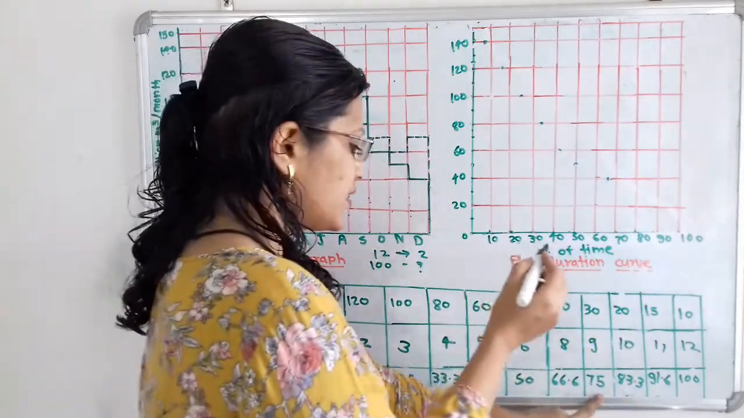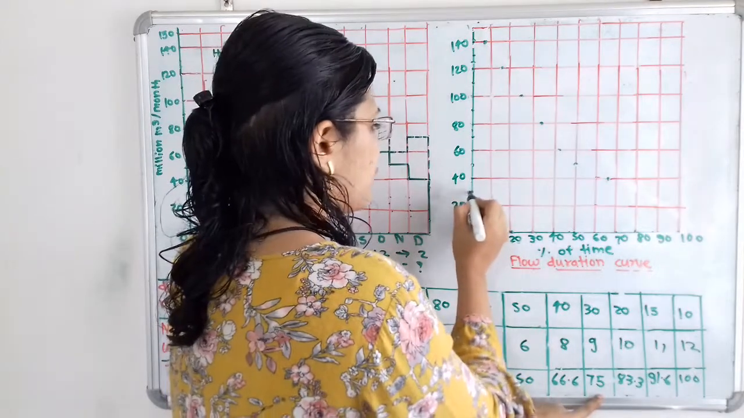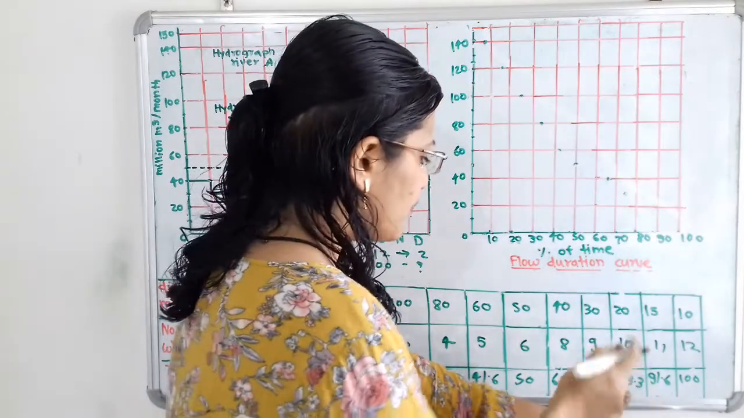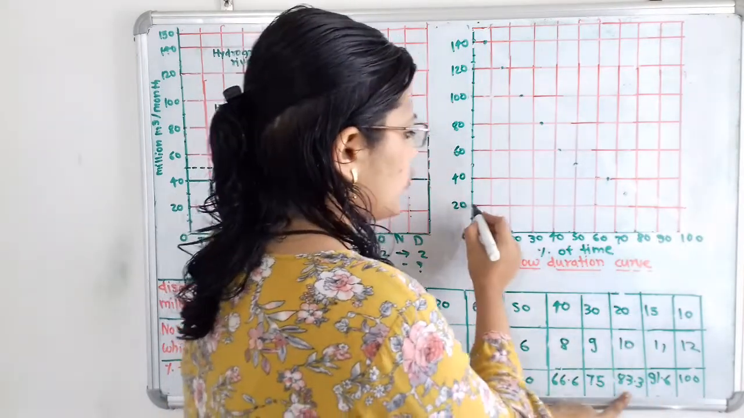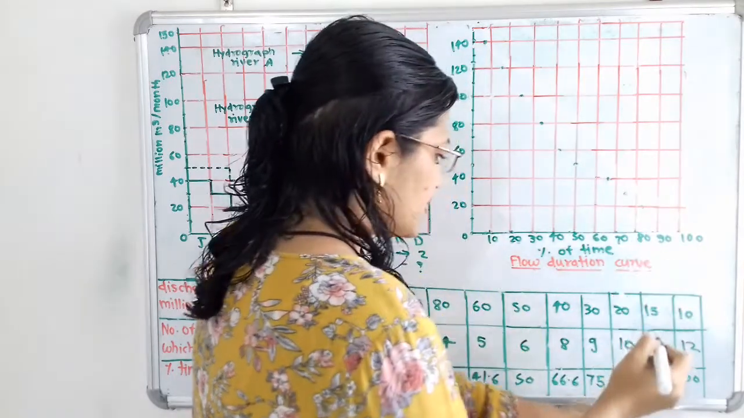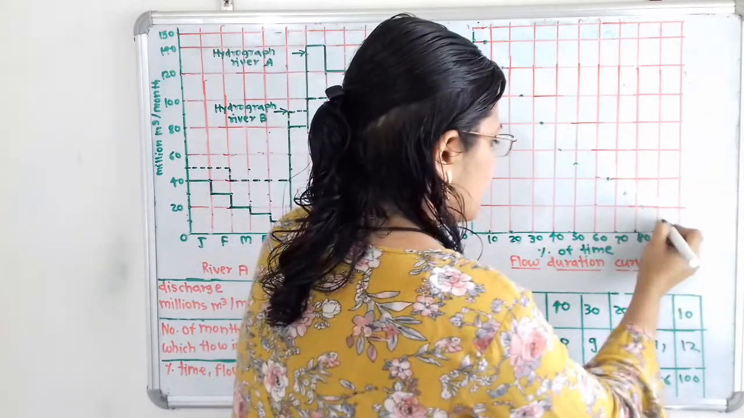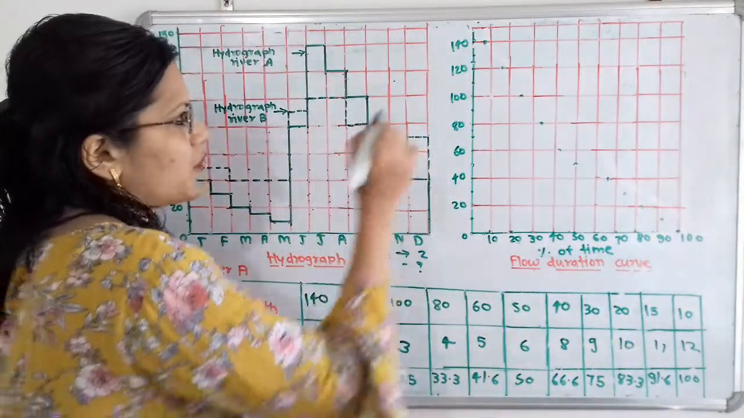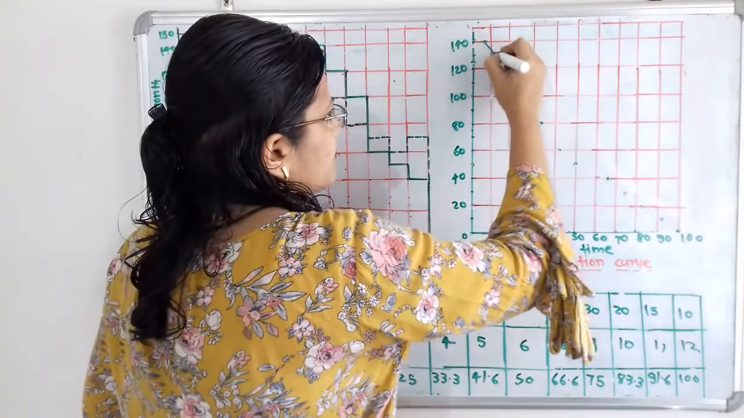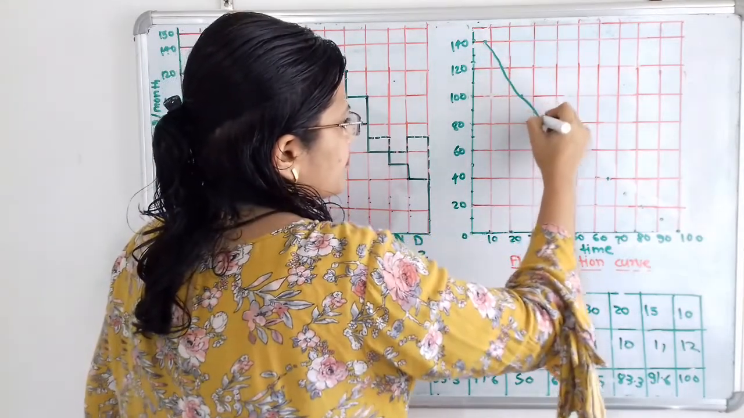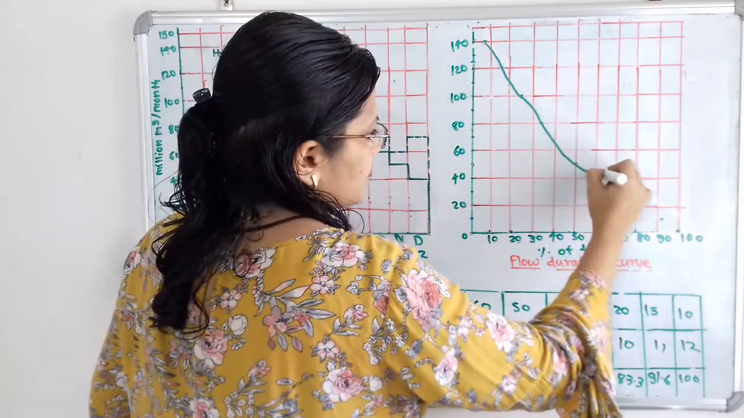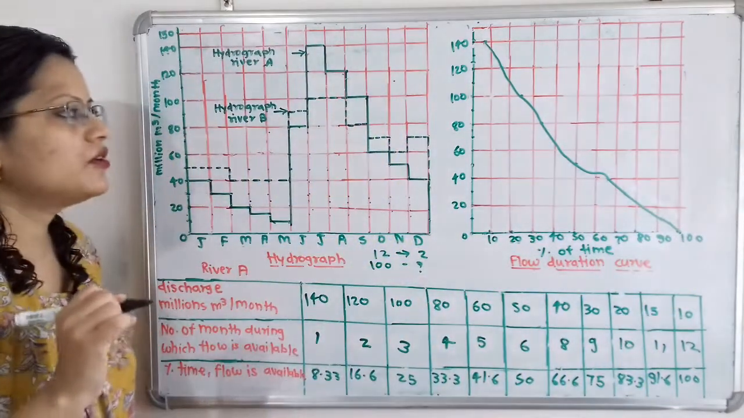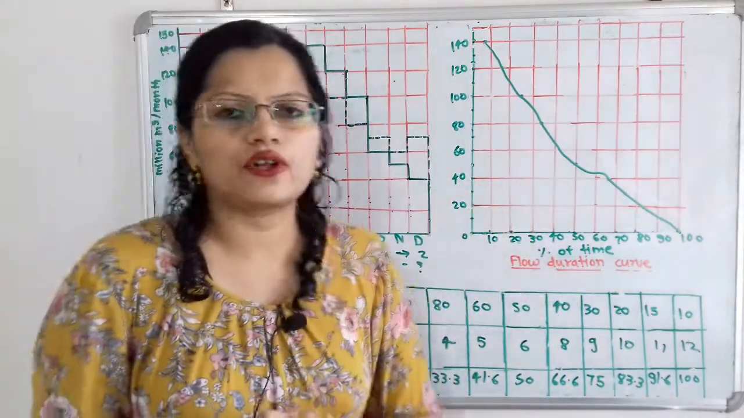Then for 30 it is 75. So in between this 20 and 40 it is 30, and we have to plot here at 75. Then for this 20 it is 83. Then for 15 it is 91. And then here is 100. Now we have to join all these points. So this is the flow duration curve for the river A.